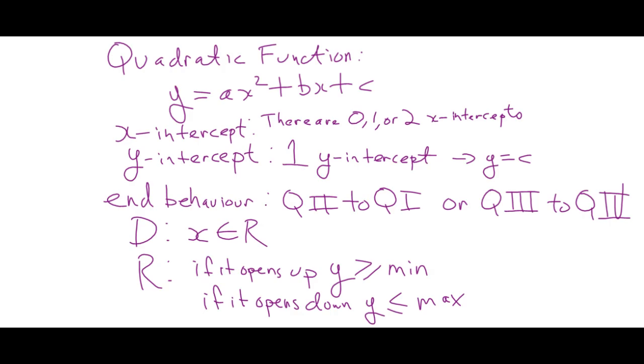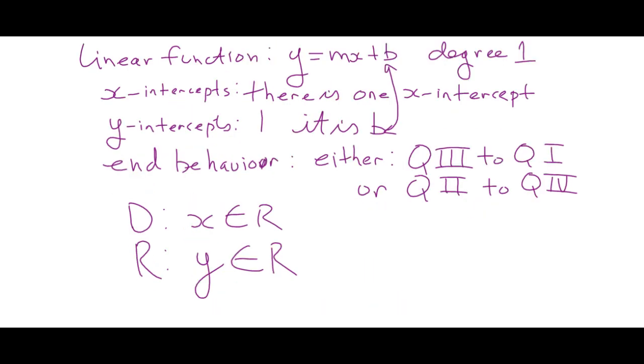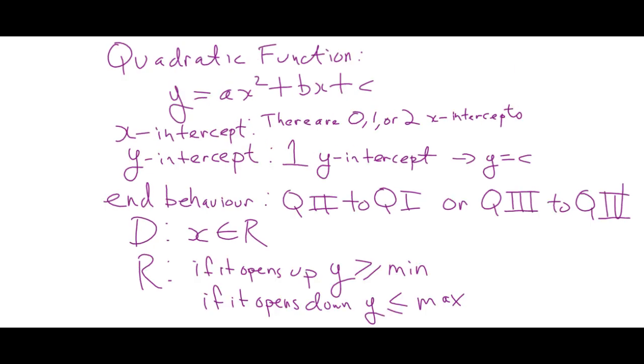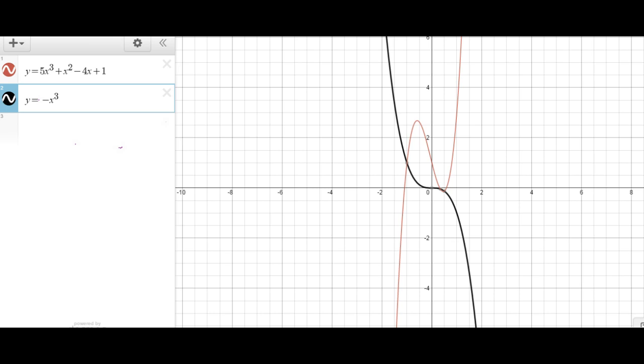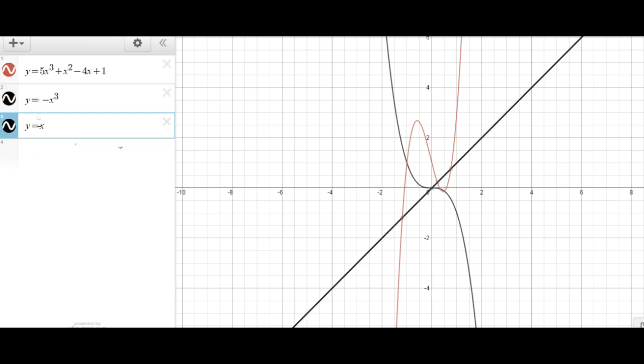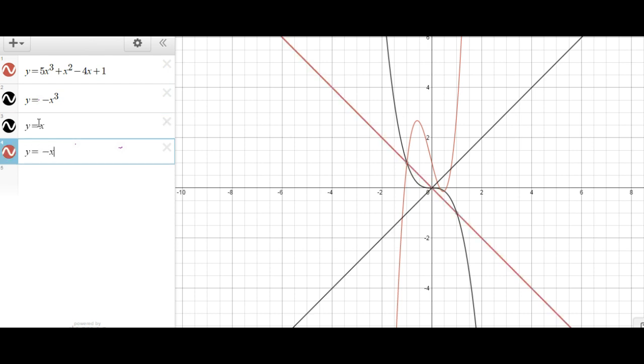Okay. Have we seen that before? This one? No. This one? No, no. Q3 to Q1 or Q2 to Q4? Huh. Go back here. Let's throw in y equals x, and let's throw in one more. Y equals negative x. So negative x cubed. Negative x cubed, that's the black one here, right? Negative x cubed has the same end behavior as y equals negative x.